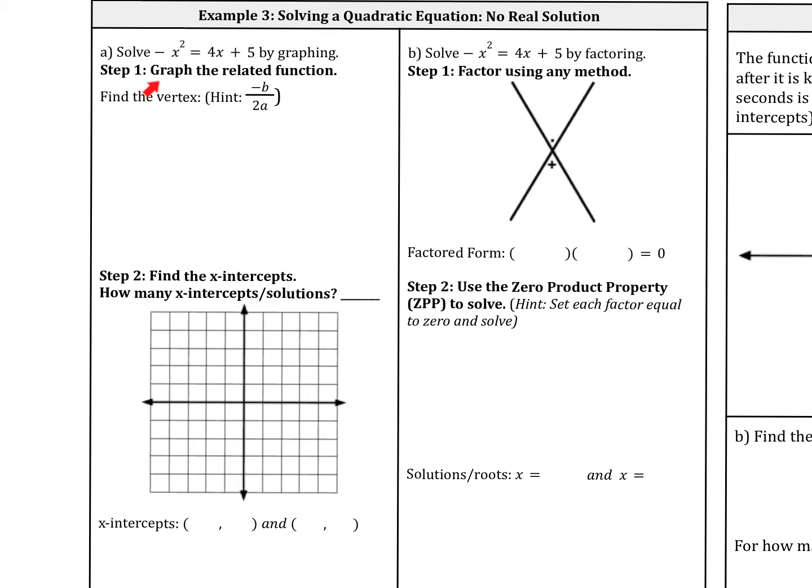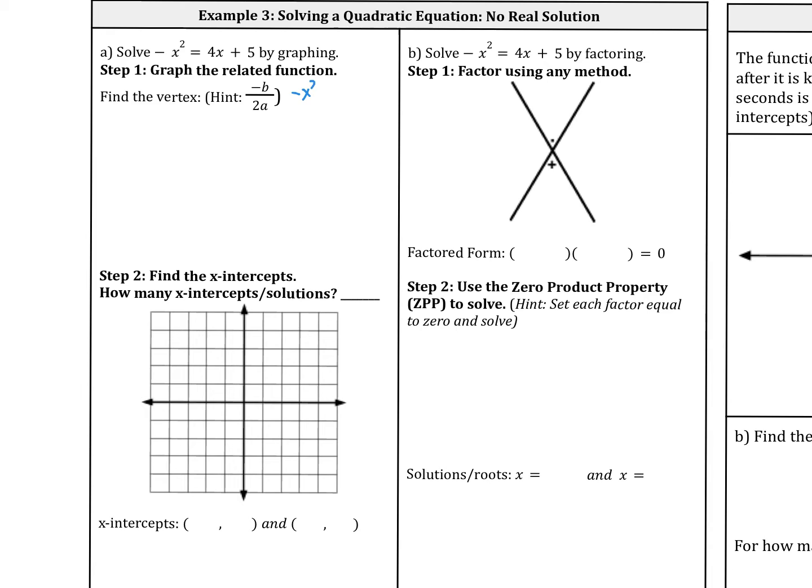The first step is to find the vertex by using this formula. But we need this equation into one side. To make this equation into one side, we can either subtract 4x and 5 and bring it to the other side, or we can add x squared to the other side and then we can make it into one equation. So what we're going to do here is add x squared on both sides.